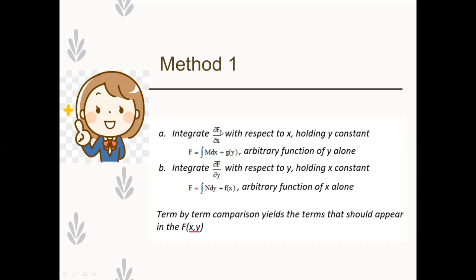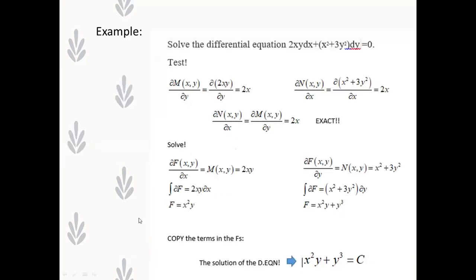After integrating the two, term by term, the results should be compared with each other. The terms present in this f and the terms present in this f, you will compare, and you will singly pick out the terms that appear, whether common or uncommon, between these two. The sum of those terms will constitute the solution of your exact first order differential equation. So this one is more straightforward than the other two methods that I'm going to discuss. Now, this is the example for that.